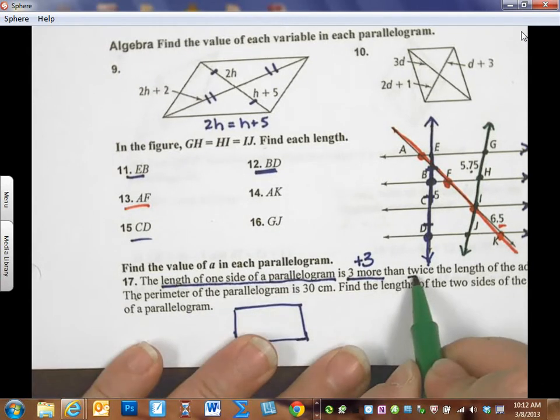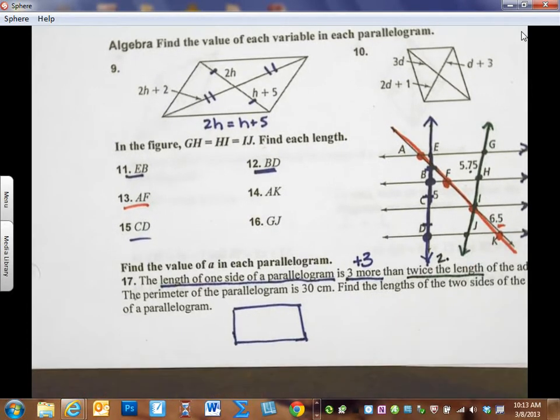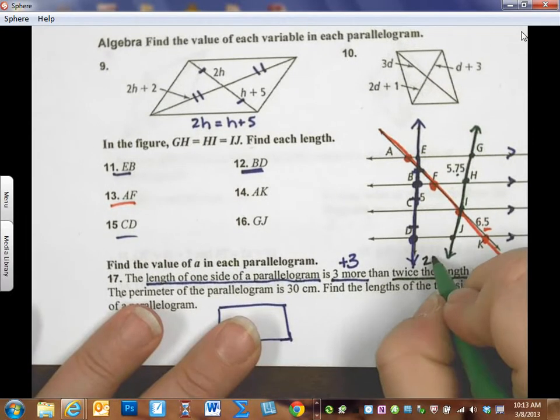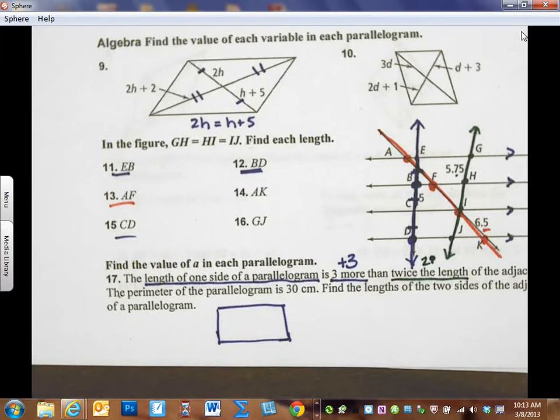Then twice the length. What does twice the length mean? 2 times. I put the little 2 and then the times symbol, okay? Of the adjacent side. So we have to put a variable on one side. What variable do we want to use? A. Okay, so you want to use A.